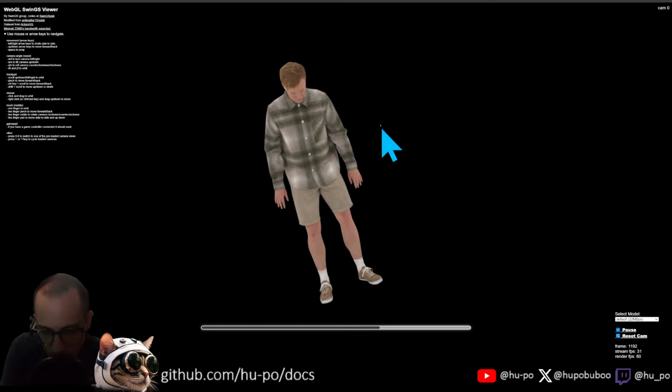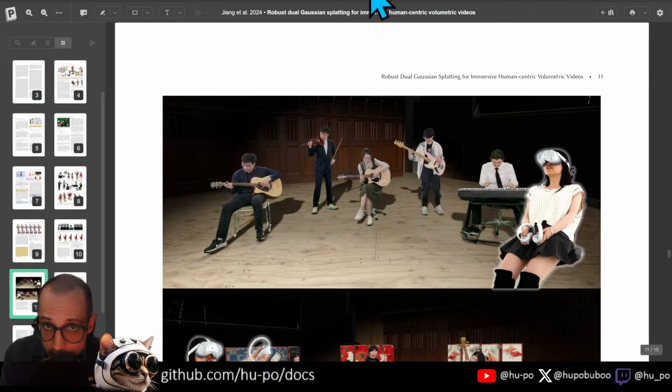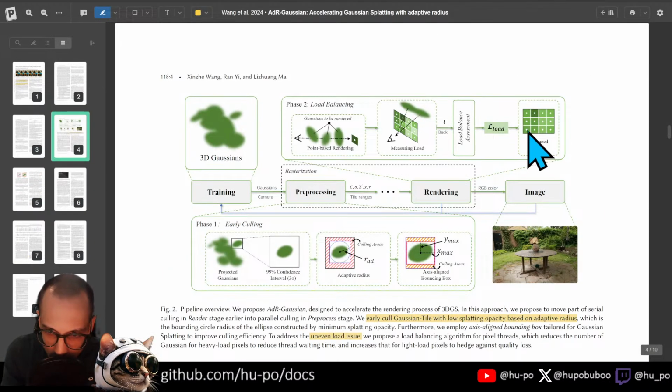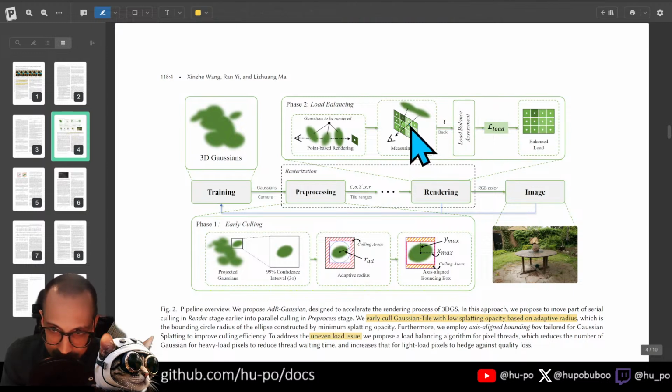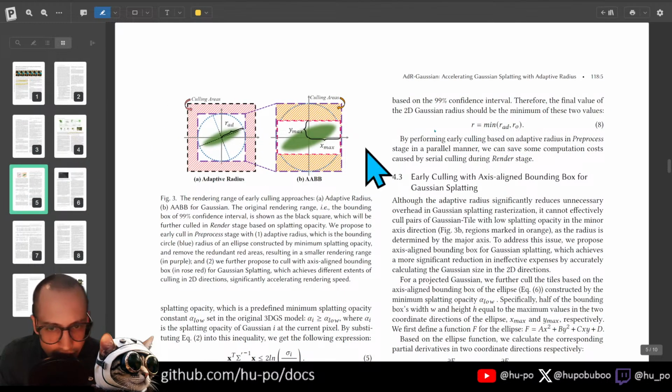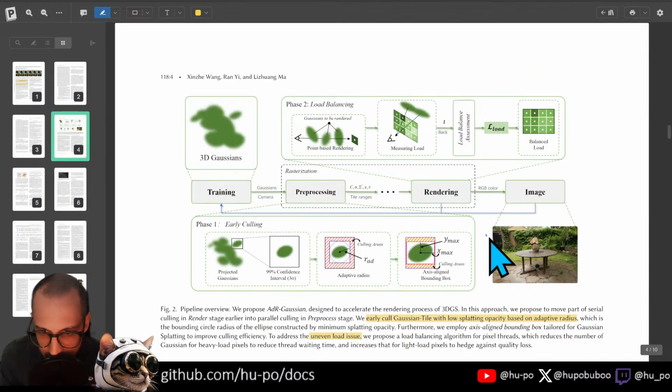So anytime you have a parallel process like that, where you're doing things in parallel, you're only as fast as the slowest thing. So even if you can do these two fast, you're still going to be waiting for this one here because that one is going to be the slowest one. So in this one, they do this load balancing somehow to basically ensure that you don't have too many Gaussians in one particular tile. Yeah, I don't like this adaptive radius crap. This just seems like more over-engineered hyperparameter bullshit.